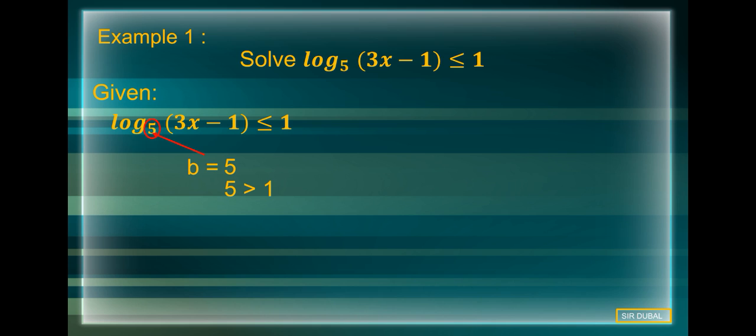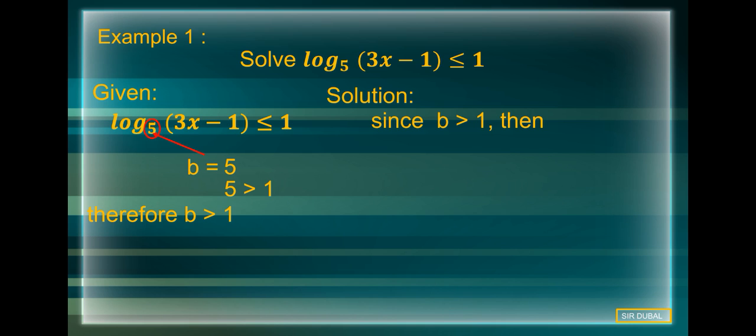We all know that 5 is greater than 1. Therefore, b is greater than 1. So for our solution, since b is greater than 1, the direction of our inequality will be retained. That is based on our property number 1. So I'm going to show you. That is now the result of our problem. As you can observe, the inequality symbol, which is less than or equal to, is retained.